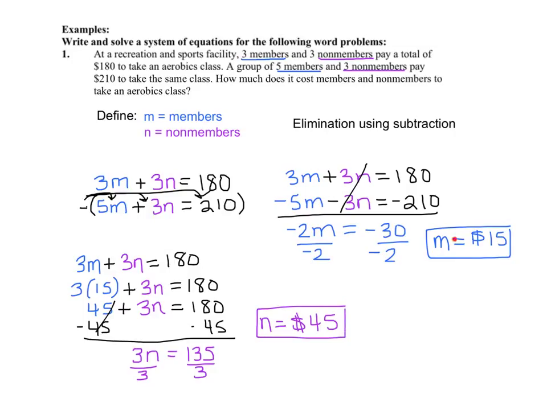So let's put it up here. We have members equals $15, and our non-members, or n, is equal to $45. And that is your answer. Let's do another example together.